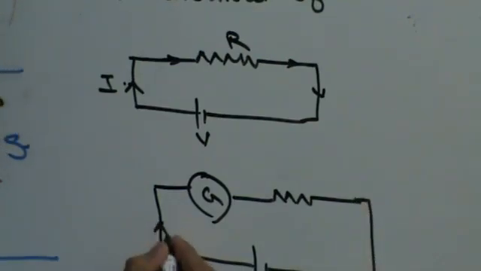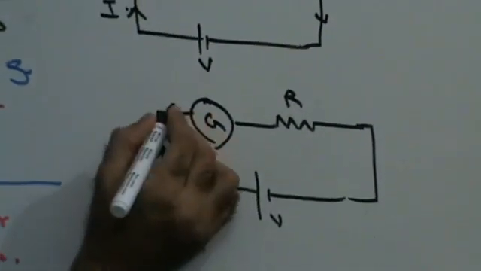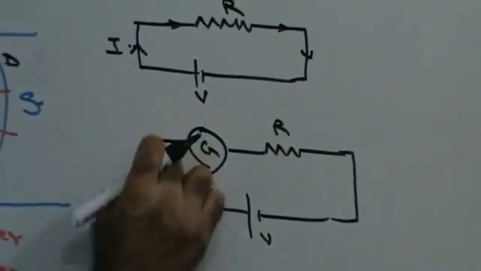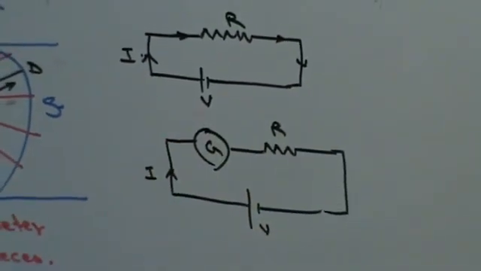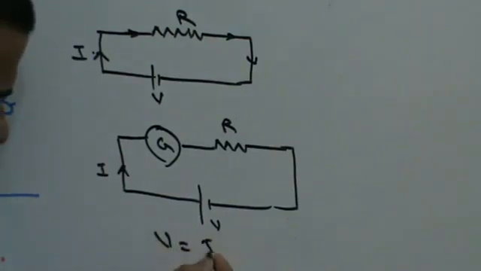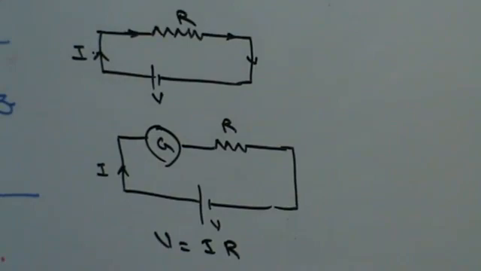Same voltage, same current I and same resistance R. Now the galvanometer has some internal resistance. Therefore, the total resistance of the circuit will change. If the total resistance of the circuit changes, by Ohm's law we know V is equal to IR. V remaining constant, if the value of R increases, then the value of I will decrease.